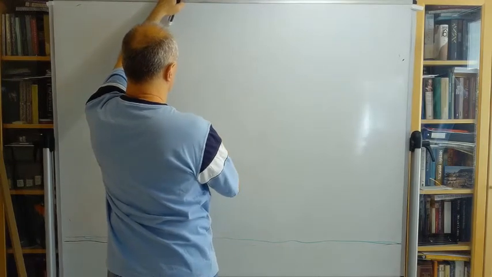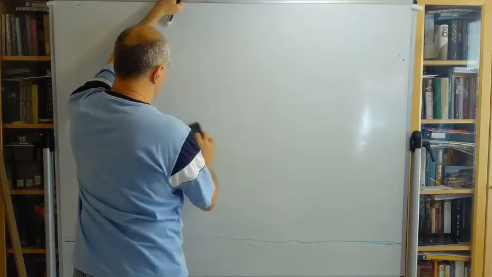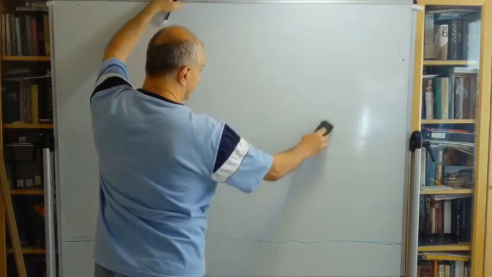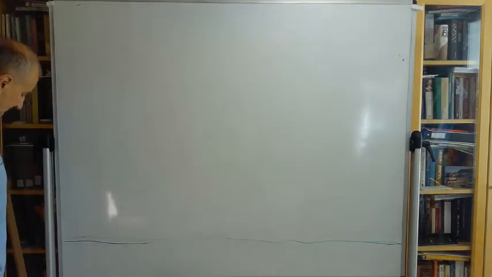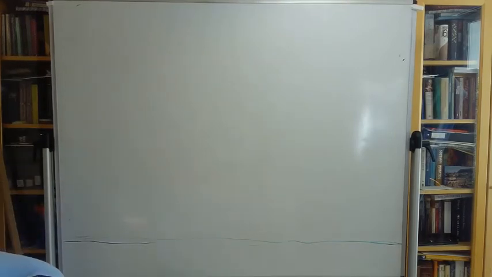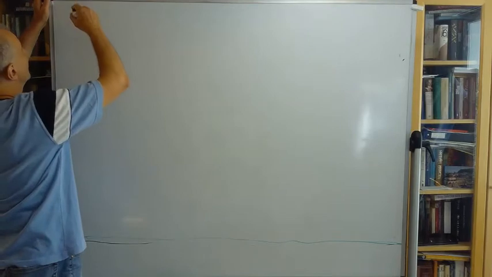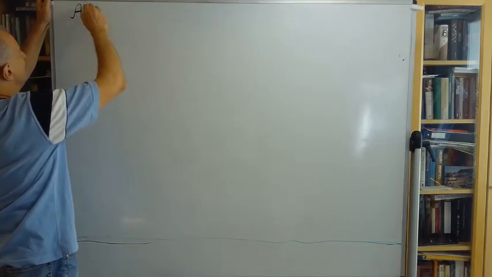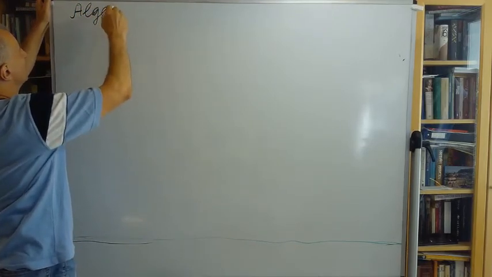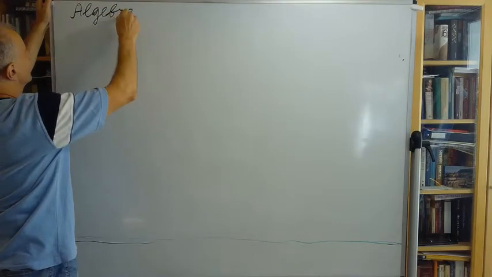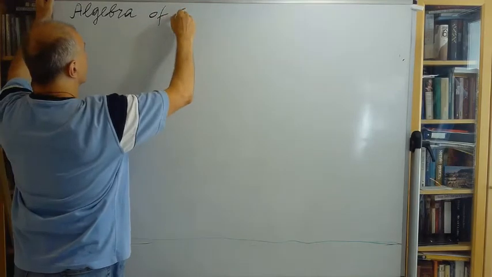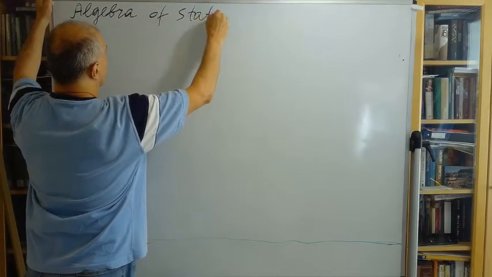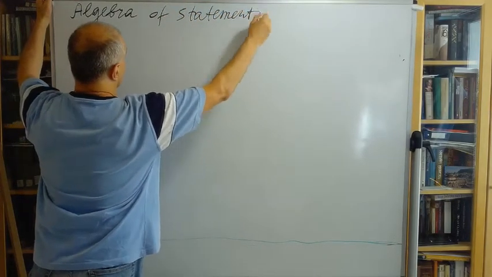So we continue into elements of mathematical logic, or we can call it algebra of statements. It will be too sublime, but it does reflect to some extent what we are going to do. Algebra of statements.